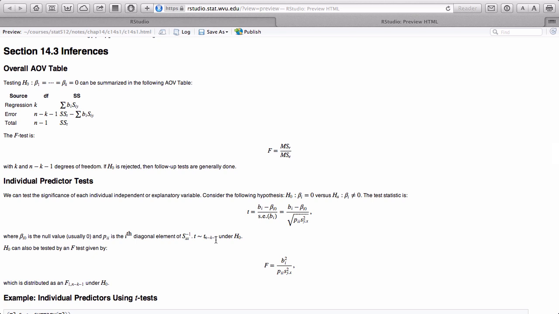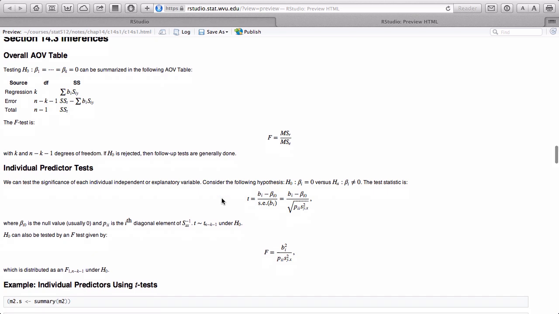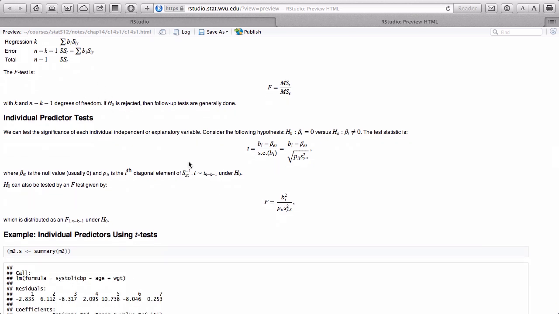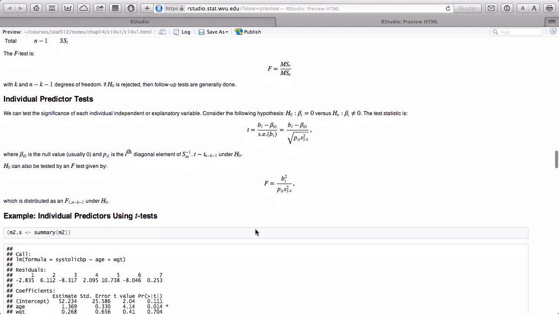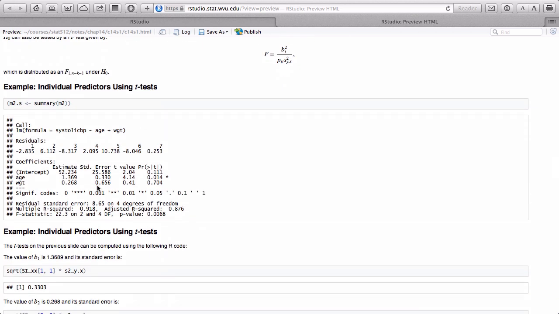If we have K regressors or K predictors, then we could test the full model using the error mean square. And that's what I'm showing here. But a lot of times the interest focuses on individual predictors. In other words, in this case, where we're looking at systolic blood pressure, we wanted to see if that was related to age and weight.